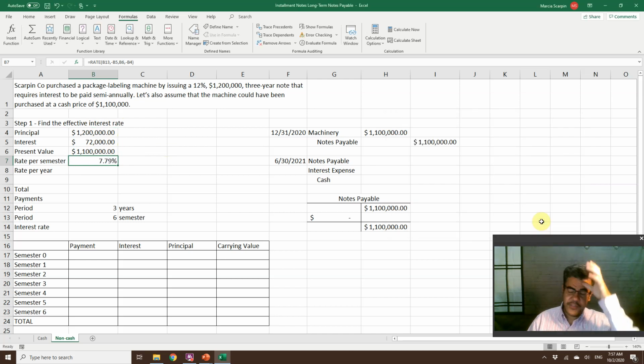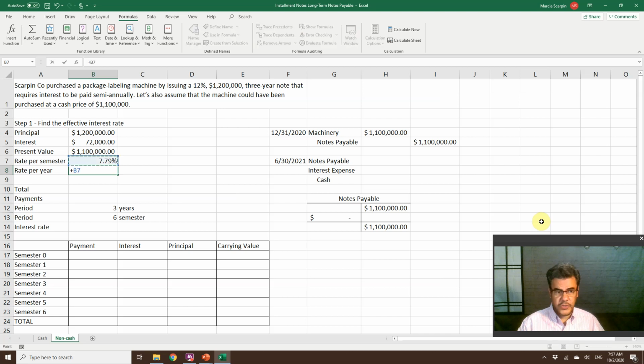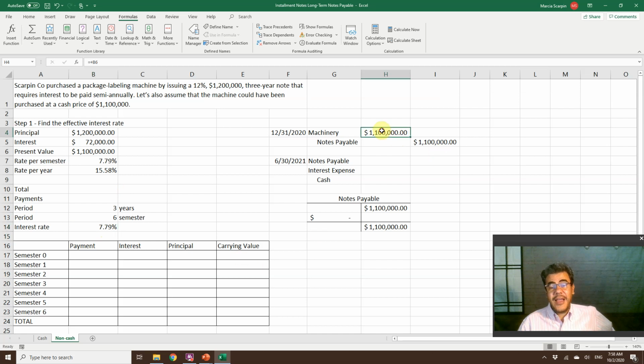So here we have 7.79%. Our rate per year would be about 15%, but this rate per year here is not very important. So our interest rate is 7.79%. So instead of 6%, our effective interest rate will be 7.79%. Why can't we use the 6%? Because our asset is based on the present value instead of the future value. So that's why our interest rate now is greater.